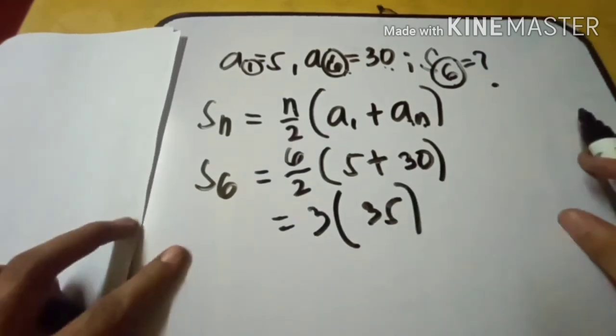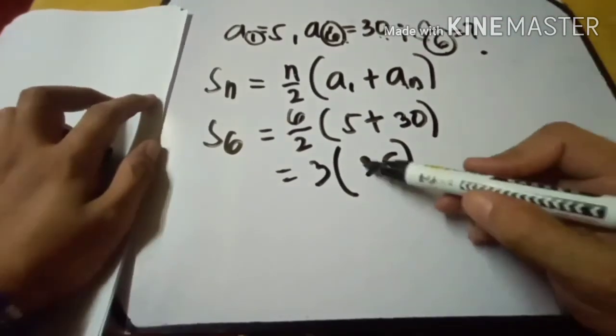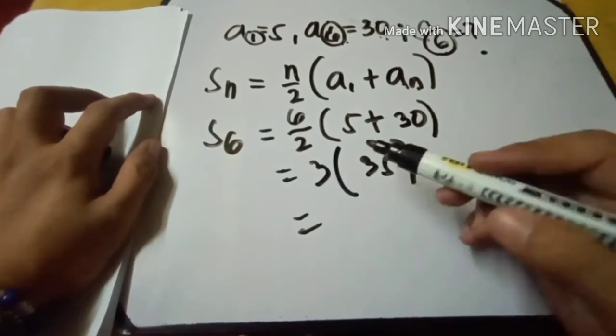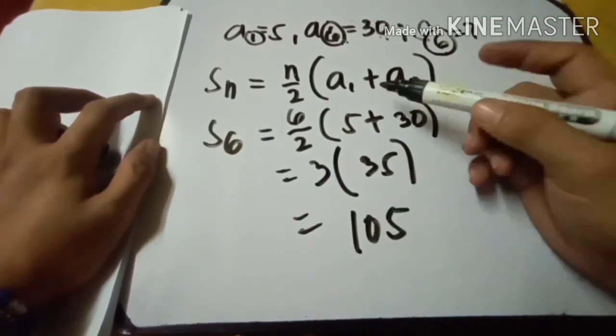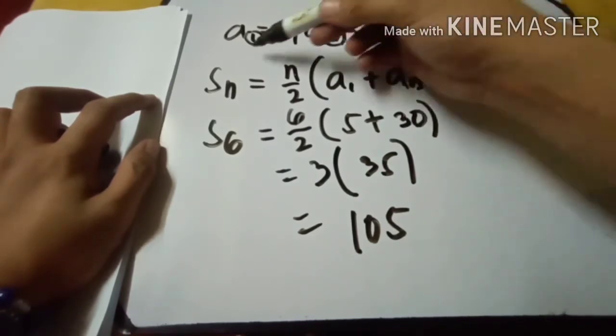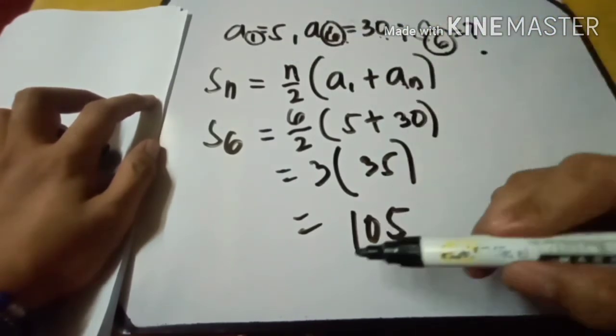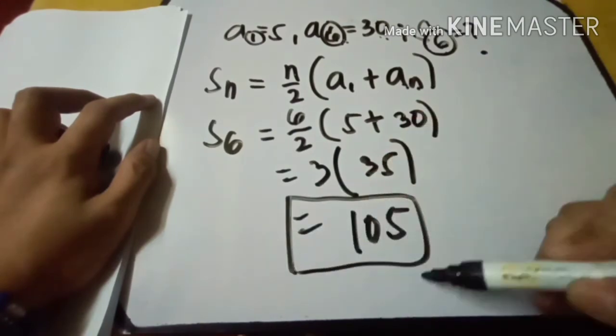Right? Then, we simply multiply. 3 times 35 will give us 105. And this is the sum of the first 6 terms of this given sequence. I hope this is clear. Now, I hope you already know how to find the sum of an arithmetic sequence.